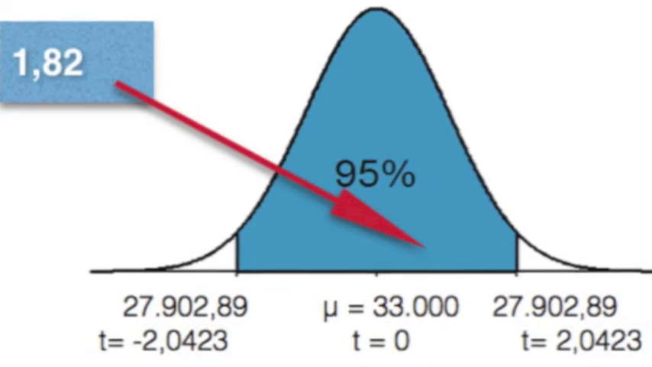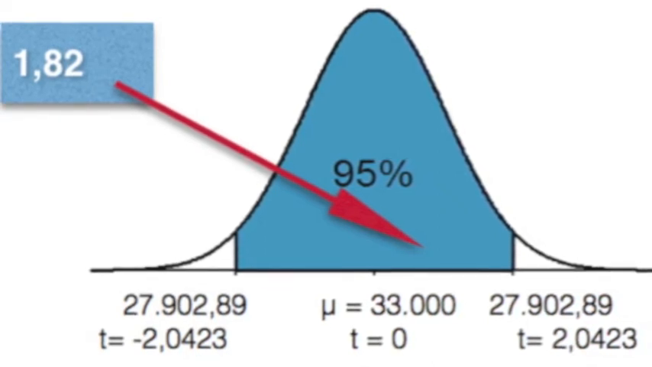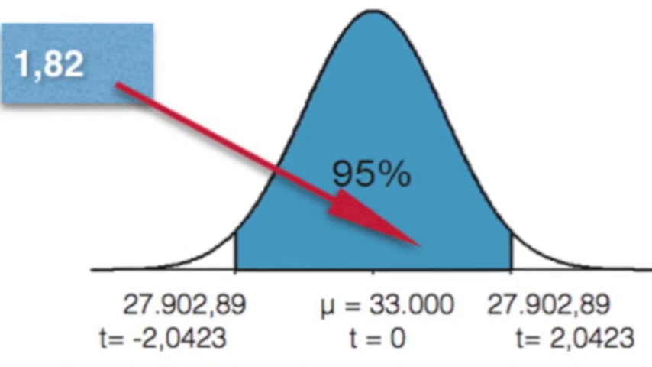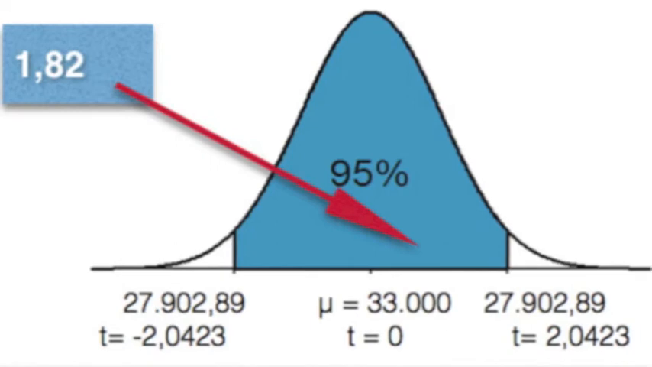The result of the test statistic is that our sample mean is located within the interval defined by our critical values. This means that we are 95% confident that the true population mean for the GDP per capita belongs to that interval.